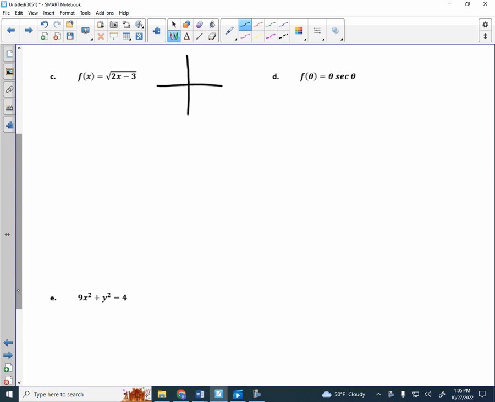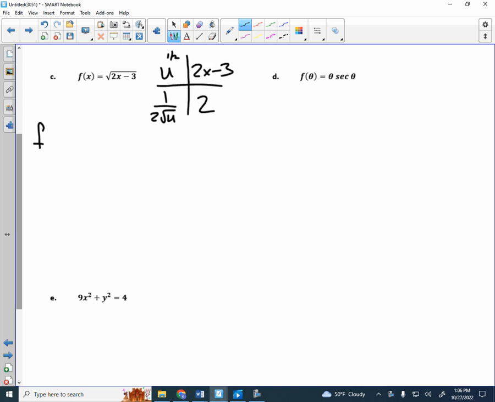What goes on the outside? U to the 1/2. And on the inside, 2x minus 3. We all remember the derivative of u to the 1/2. Good. And what is the derivative of 2x minus 3? Dos, which is Spanish for 2.